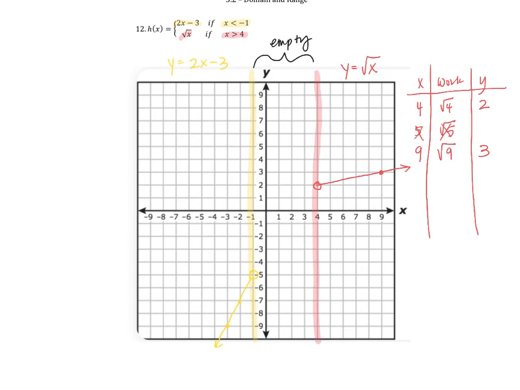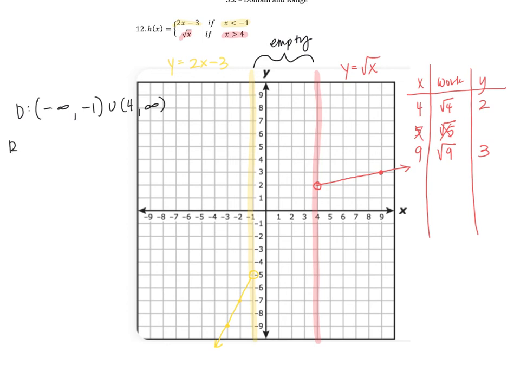Okay, so now we want to give the domain and range. So the domain, I'm going to have two distinct parts. I'm going to have the yellow and the red. So the domain is left to right, so it means I'm going to start with the yellow, and it goes from negative infinity until -1. Union, the red part is 4 to infinity.